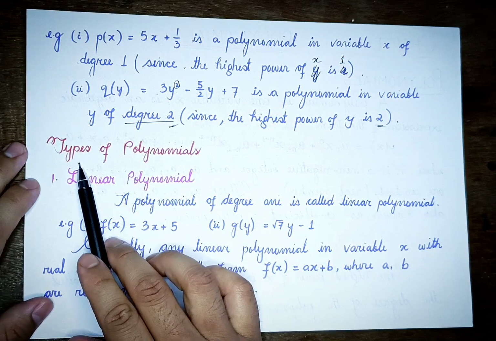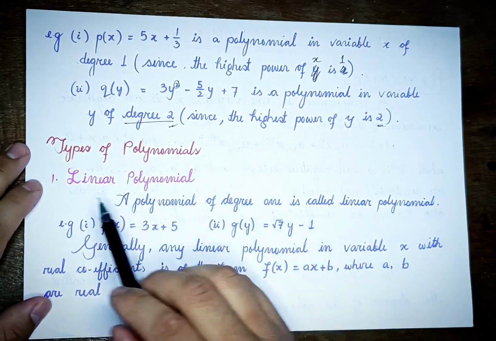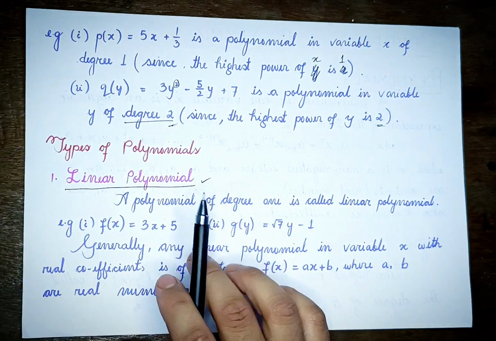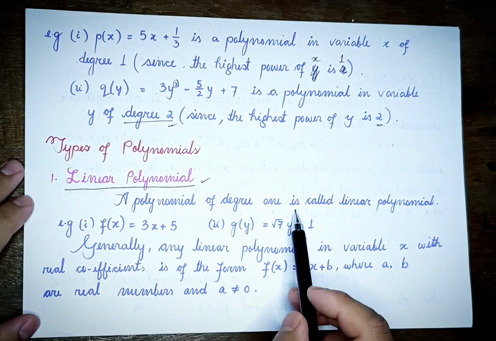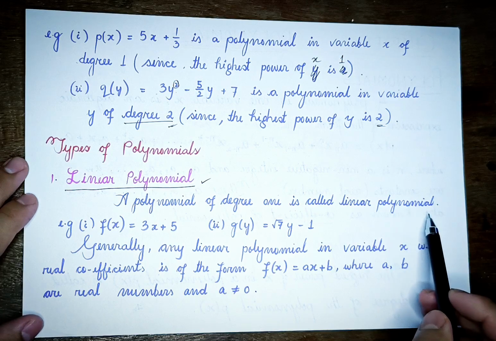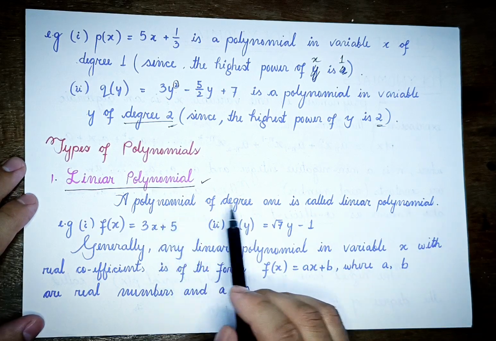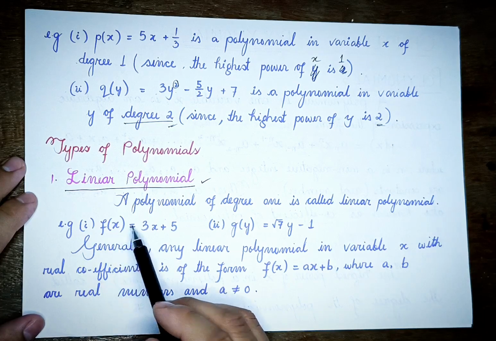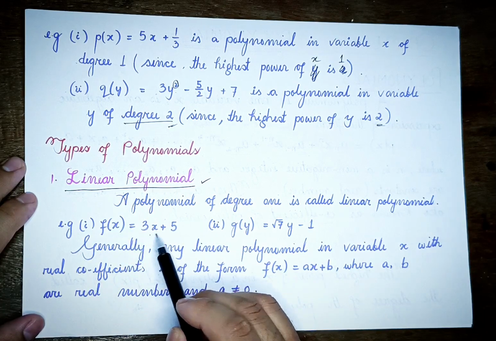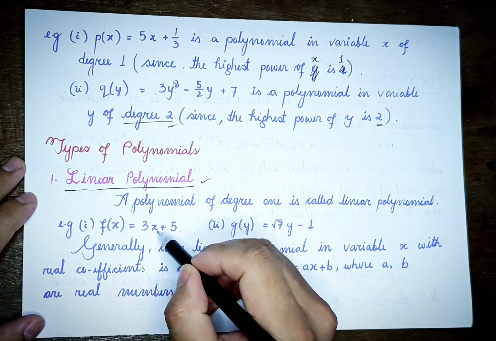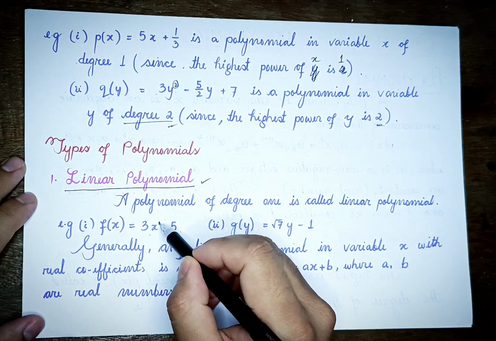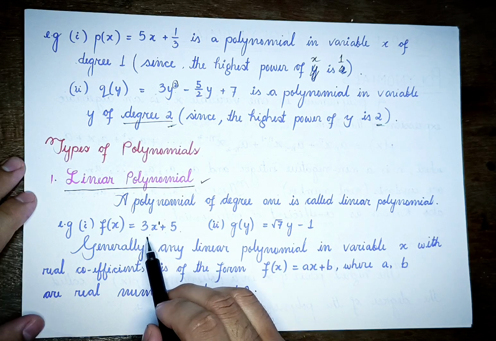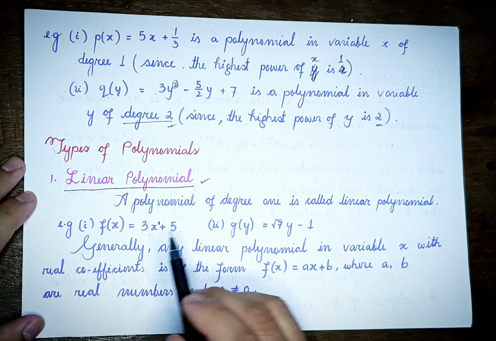Next is the types of polynomials. First one is known as the linear polynomial. What is a linear polynomial? A polynomial of degree 1 is called a linear polynomial. If the polynomial has a degree 1, then it is known as the linear polynomial. Example, f of x is equal to 3x plus 5. Here the degree of this polynomial is 1, so it is a linear polynomial.